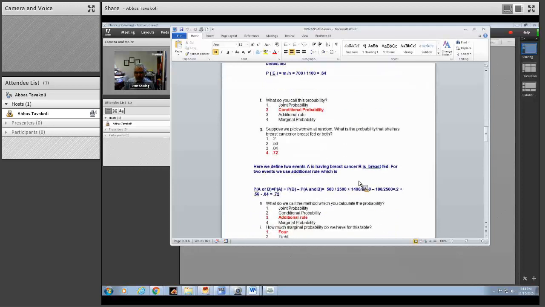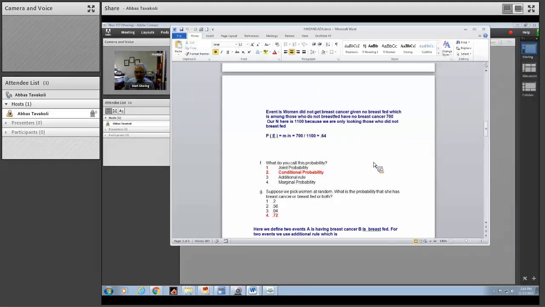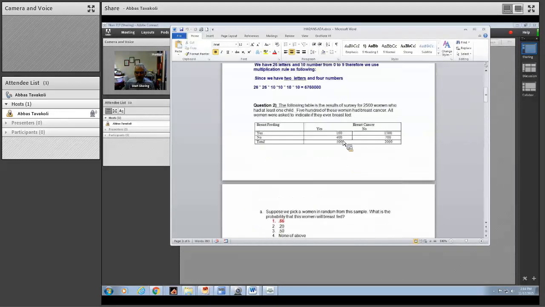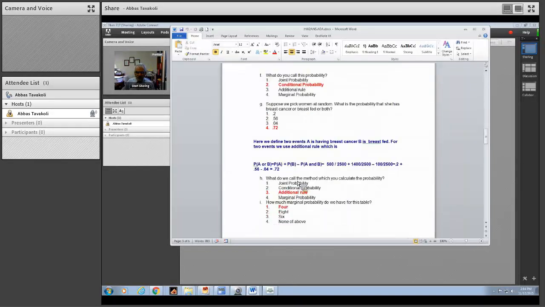The next one asks, what is the probability she has breast cancer or breastfeeds or both? So you have two events here. Event A is having breast cancer. Event B is breastfeeding. You calculate for those who had breast cancer, which is 500 over 2500, plus those who breastfeed, 1400 over 2500, and then subtract the intersection of breast cancer and breastfeed. If you look at the table, that intersection is 100, so over 2500, and you get 0.72.